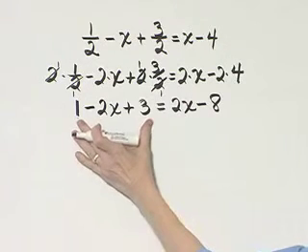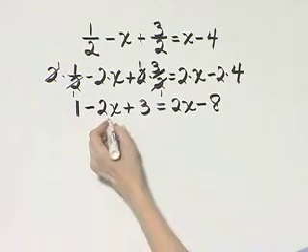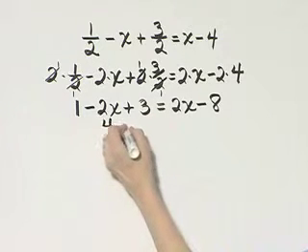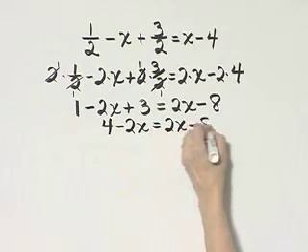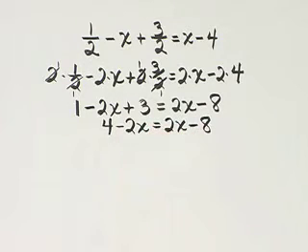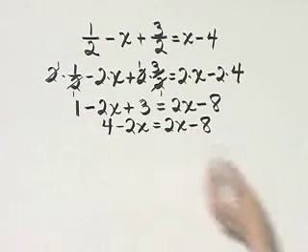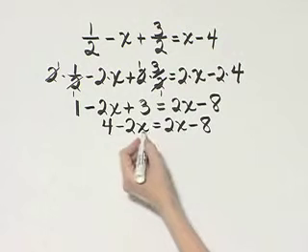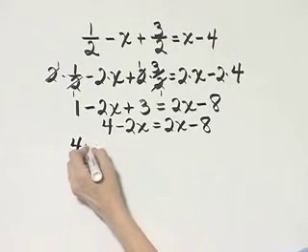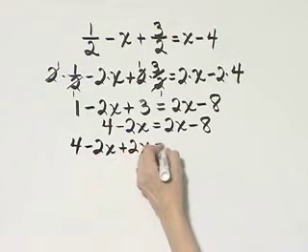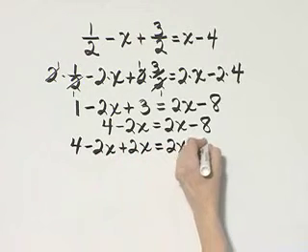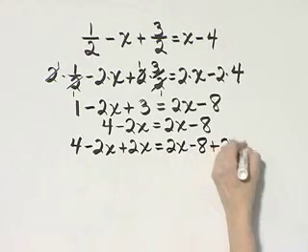I do have a couple of like terms. 1 plus 3 is 4, so I'll go ahead and write that as 4 minus 2x is equal to 2x minus 8. Now let's move variable terms to one side, constants to the other. I'll go ahead and move variable terms on the right side just to get out of my usual habit. I'll rewrite the left side, and I'll add 2x. I'll rewrite the right side, and I'll add 2x.